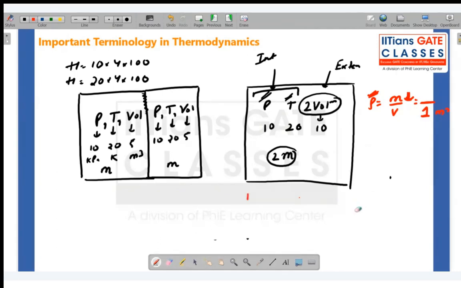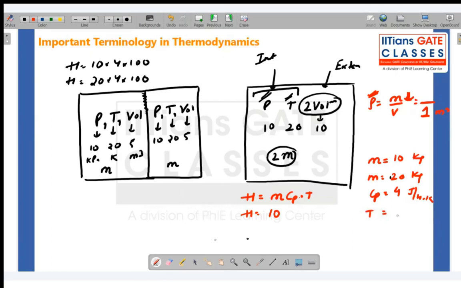Okay. Look, H is equal to m Cp T. Now mass is equal to 10 kg and mass is equal to 20 kg. So if I calculate, mass will be 10, and let me take Cp equal to 4 joule per kg Kelvin, and temperature equal to 100, let's say. So if I want to calculate capital H, you see it is dependent on mass. So I can say 10 into 4 into 100. Whatever it comes, it does not matter. Then H1, H2, 20 into 4 into 100.